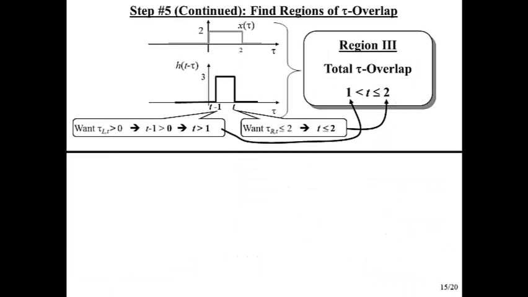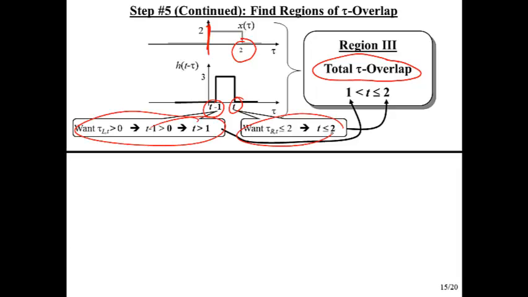Region 3, for this case, because I'm shifting the shorter signal, there's going to be a point where it's completely inside. So I call this total tau overlap. So that edge is inside, the top one, that edge is inside. And so I need, again, two conditions for that to happen. I need t minus 1 to be greater than 0, but I want t to be less than 2. So if I write those two conditions, I find that those are equivalent to this interval. So again, remember, region 2 stopped at 1, and region 3 starts at 1.